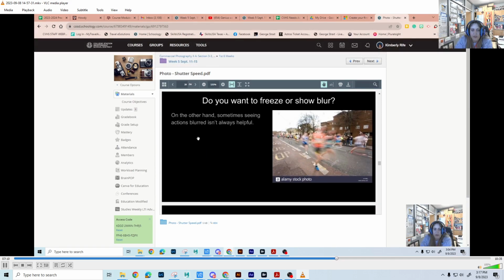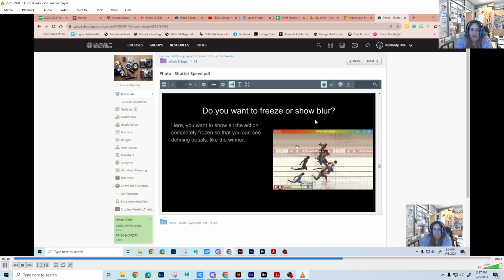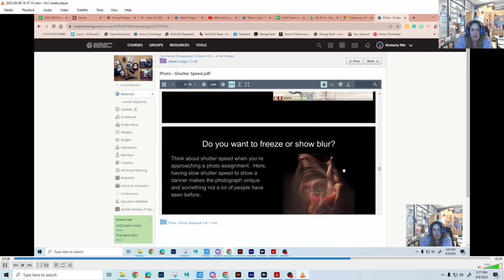So, do you want to freeze or show blur? On the other hand, sometimes seeing actions blurred isn't always helpful. So, if you see these guys, you can't even tell who they are or what they're doing. I mean, you can kind of tell they're running, but that's about it. Sometimes you want to know right when something's going to be frozen in midair, like this, where you're seeing the winner, and we kind of saw that a couple weeks ago with the horses and the ticker tape.